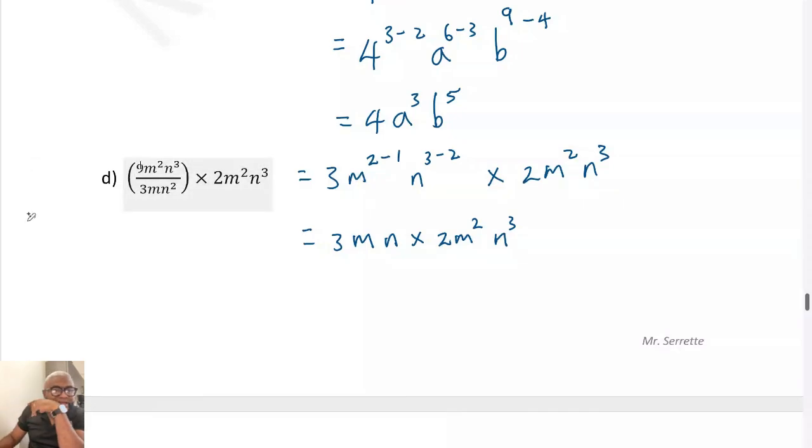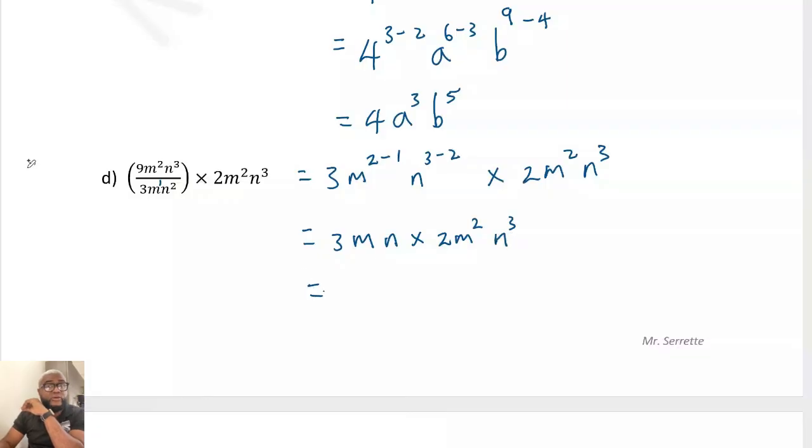Right. So we needed to work out 9m to the second power n to the third divided by 3m n to the second power. So I did 9 divided by 3. I got this 3 here, right? Then I did m to the second power divided by m to the first power. The power of 1 is understood here. Okay, so you do 2 minus 1. Then you do 3 minus 2 for the power of n. When I work this out, I'll get 3mn multiplied by 2m to the second power n to the third.